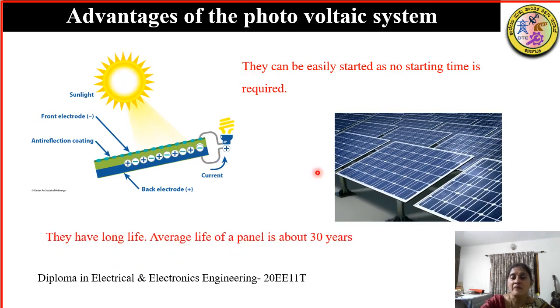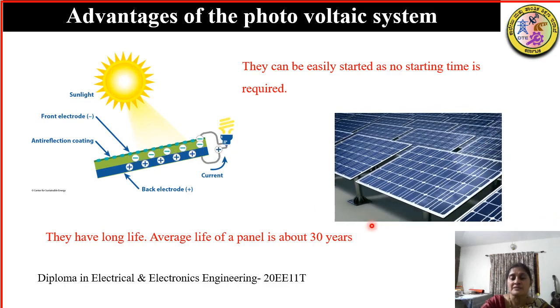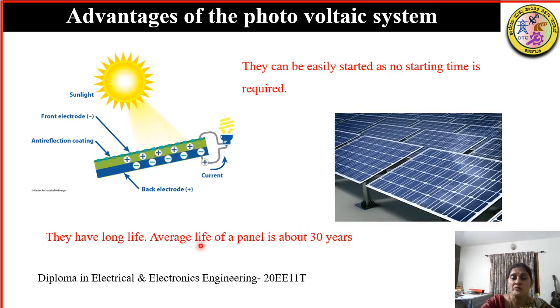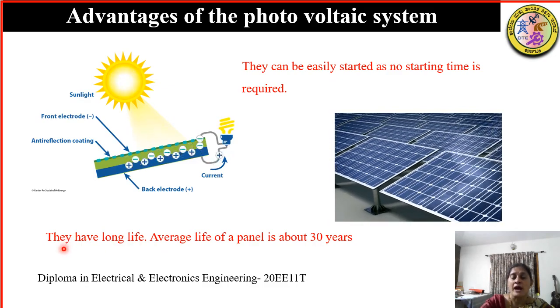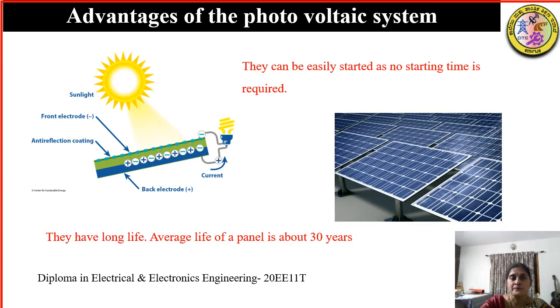The life of a PV panel is very long. Average life of the panel is about 30 years. So once you have put in an investment, we can absolutely generate electricity free of cost for this long time.